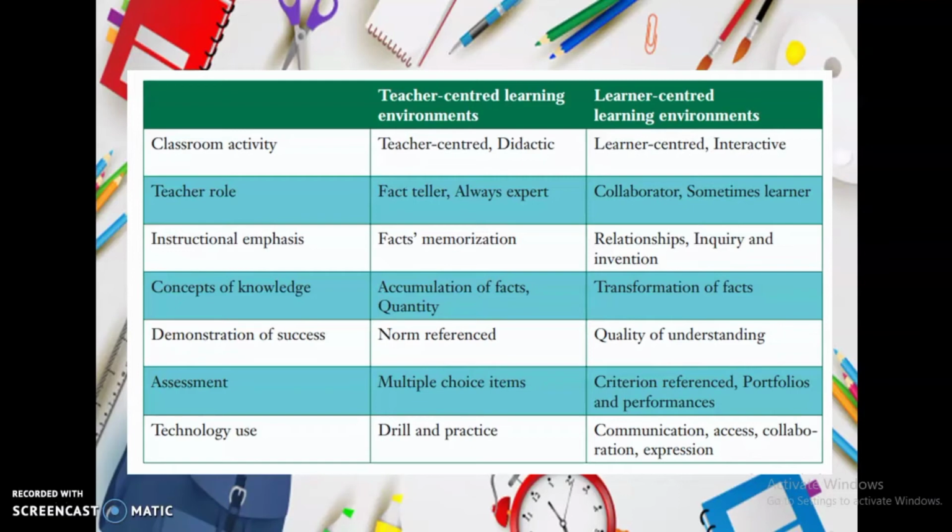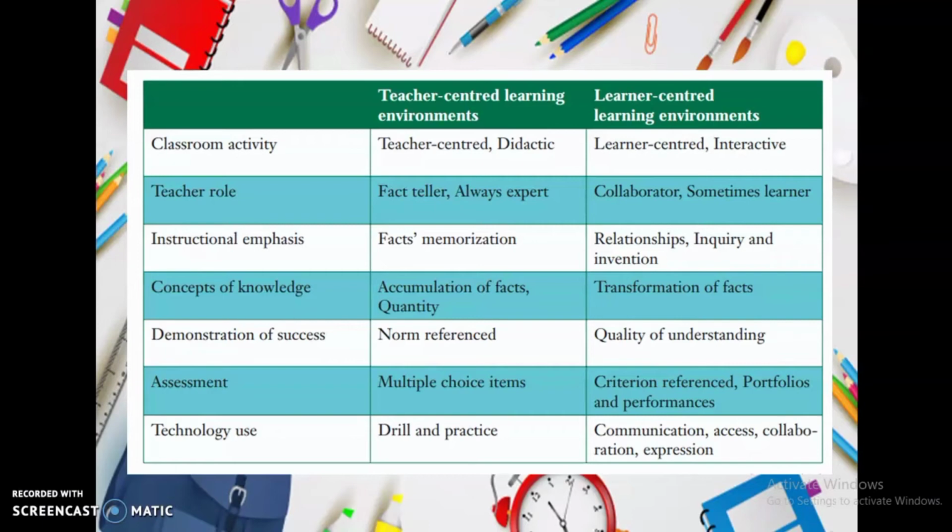Next is the concept of knowledge, the accumulation of facts, or quantity, which is on the teacher-centered side, while on the learner-centered side is the transformation of facts. On the demonstration of success, we have norm reference, where they are ranked based on their performance. While on the learner-centered side, we have quality of understanding, or the quality of how they understand the content of the lesson.